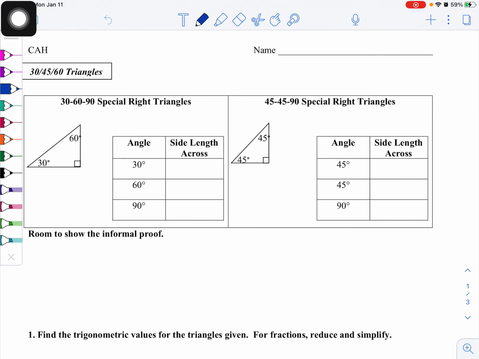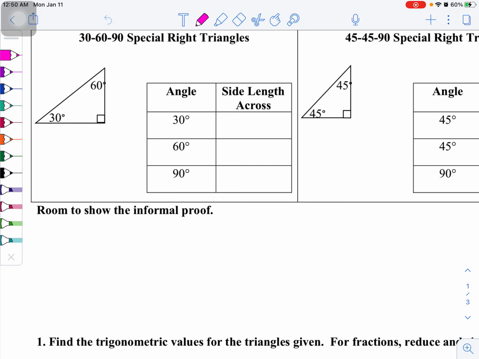There's this place called the room to show an informal proof. There are lots of proofs for 30-60-90s and 45-45-90s. These are the ones that make the most sense to me, so that's what I'm going to share with you guys.